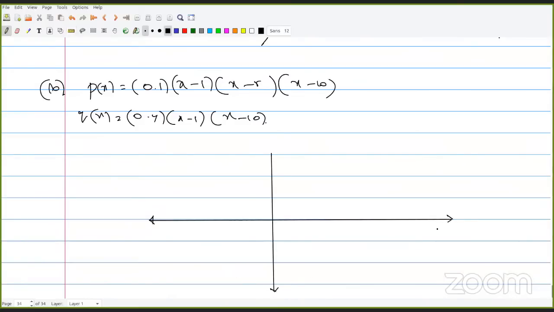And we are worried only about the interval 1 to 10. It is enough to draw in the interval 1 to 10. So we have 1, 5, 10 as the roots. So q of x is a quadratic with roots 1 and 10, and the leading coefficient is positive. It will be an upward parabola.